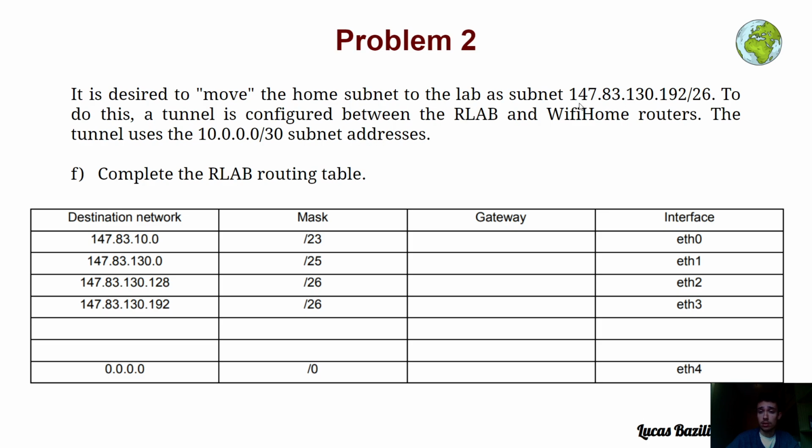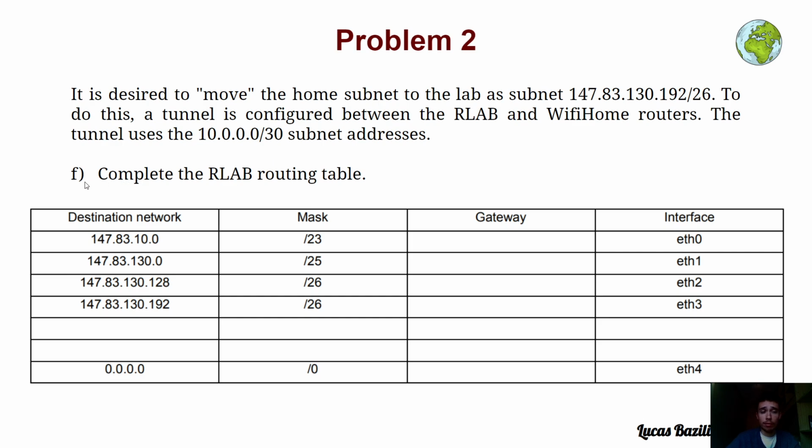as this subnet with this IP address 147.83.130.92 with a mask of 26 bits, so we will have 26 bits for the net ID. And to do this, a tunnel is configured between the router lab and the Wi-Fi home routers. And the tunnel uses this subnet address with a /30 mask, which is 30 bits for the net ID.